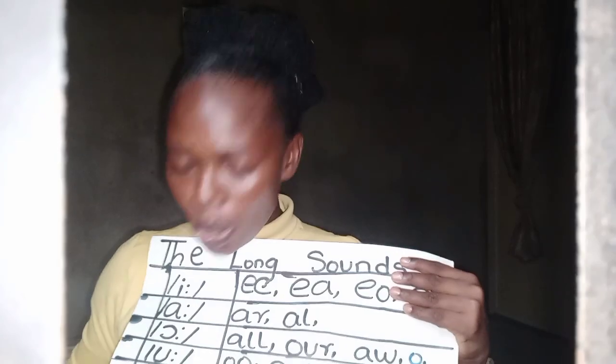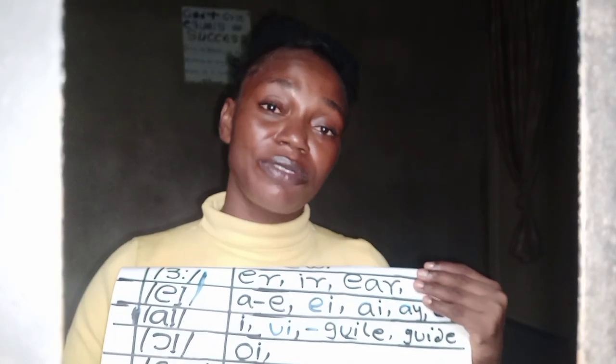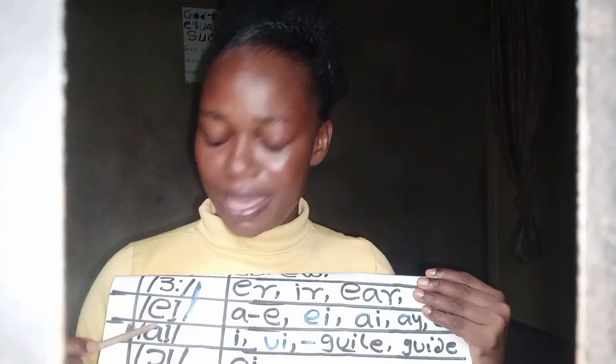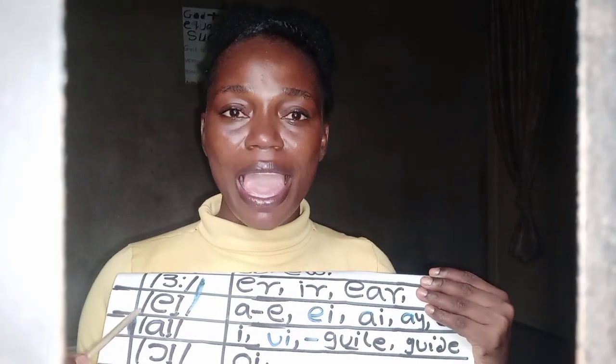Now that is all for the long sounds under monophthongs. Now let's look at our diphthongs. First on our list under the category of diphthongs is A. We have this A sound in words spelled with A and E like this.